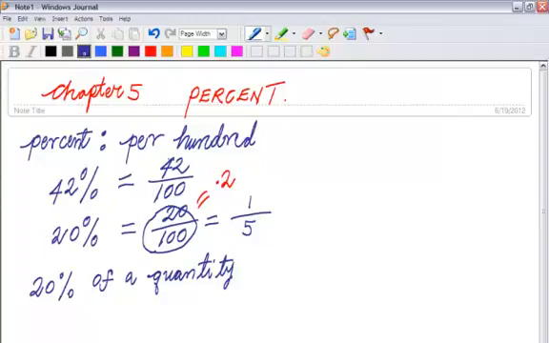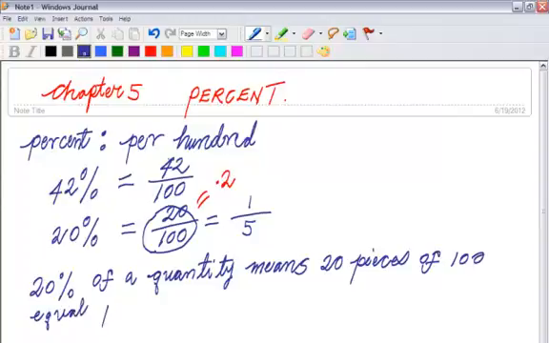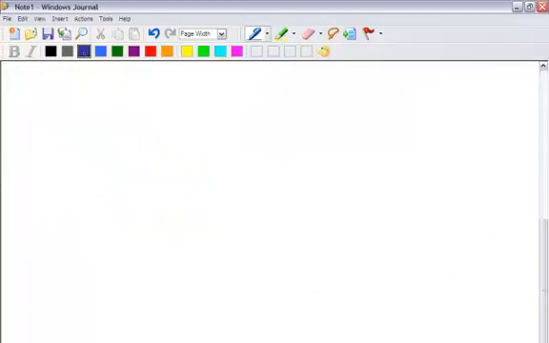So 20% of a quantity means 20 pieces of 100 equal pieces of that quantity. Everybody's okay?